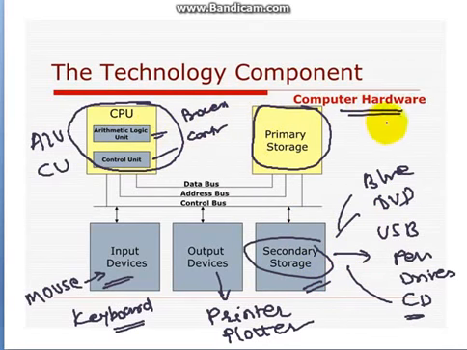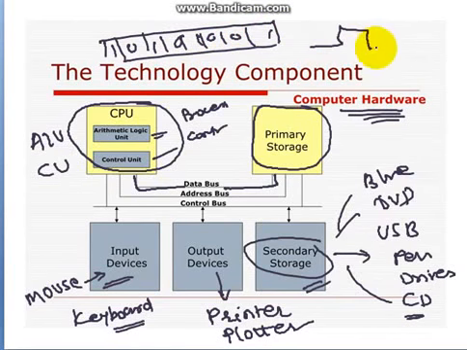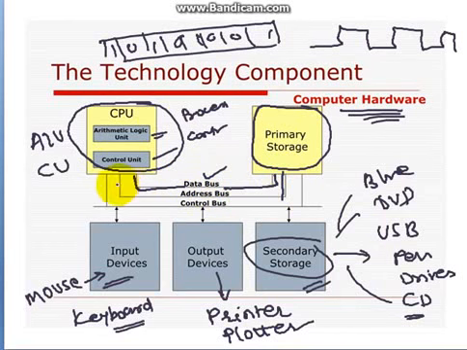And how are these three components connected? You see, this is the computer hardware, and the CPU and primary storage are connected by a bus called the data bus, and this bus carries the bits and bytes of data in the form of 10101001. So in the form of 1010, the data is there in the data bus. The address bus carries the addresses. The memory addresses are carried over here.